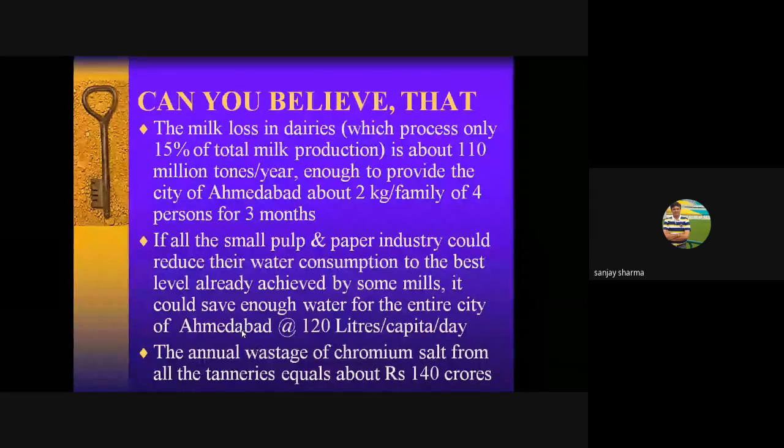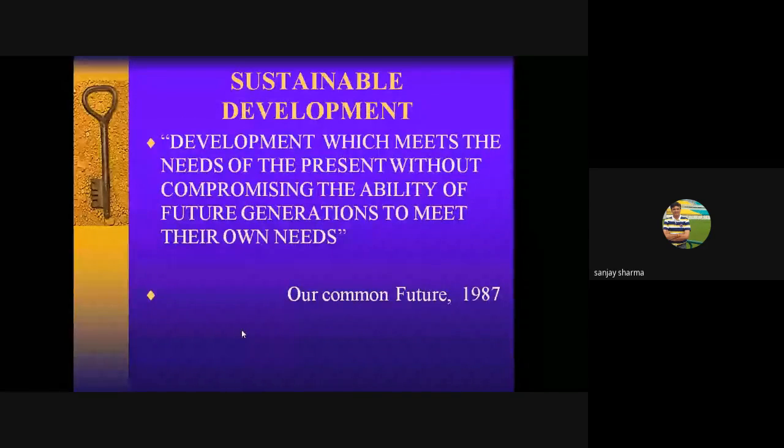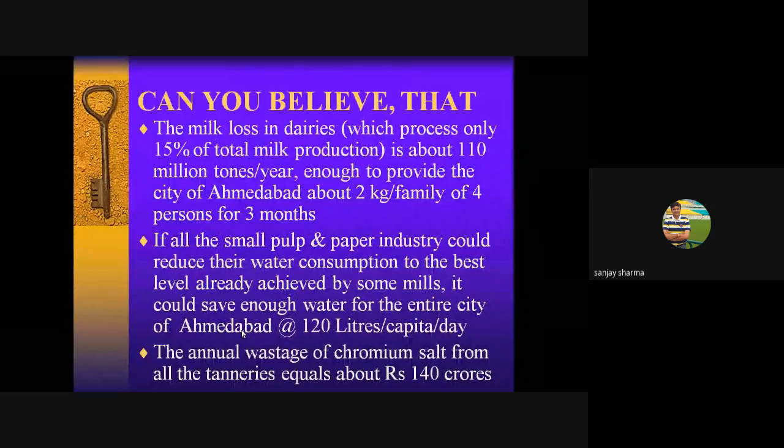Similarly, if all the small pulp and paper industry could reduce their wastewater consumption to the best level already achieved by some mills, it could save enough water for the entire city of Ahmedabad at 120 liters per capita per day. The annual wastage of chromium salt from all the tanneries equals about 140 crores, which is quite a huge amount. If we are able to reuse or save, or do something about this, we can save a lot of money also.